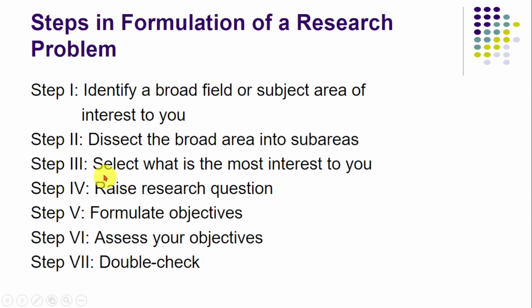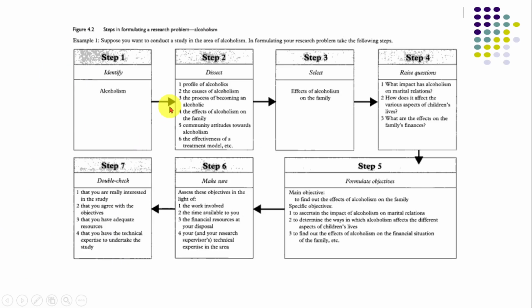Steps in formulating our research problem. First step, identify a broad field or subject area of interest to you. What is your area of interest? Step 2, dissect the broad area into sub areas. You have to divide the broad area into sub areas. Select what is the most interesting to you. Raise research question, formulate objective, assess your objective, double check, and these are the 7 steps.